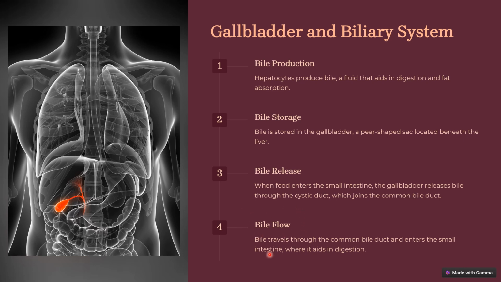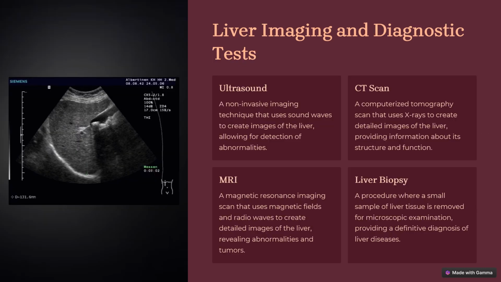Now bile flow. Bile travels through the common bile duct and enters the small intestine where it aids in digestion. So see how bile production, storage, release, and flow, everything is so important for digestion and fat absorption.